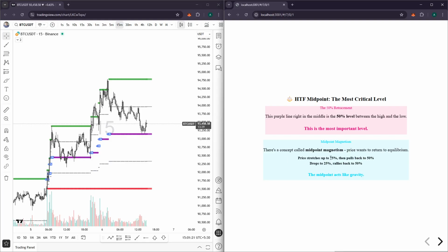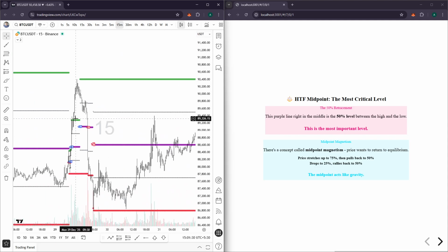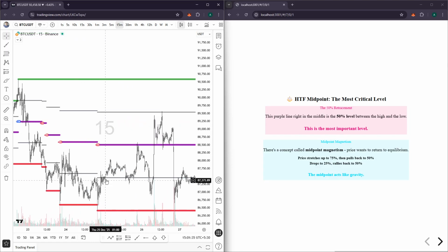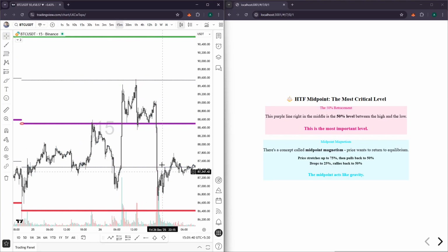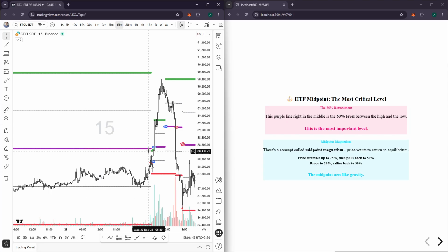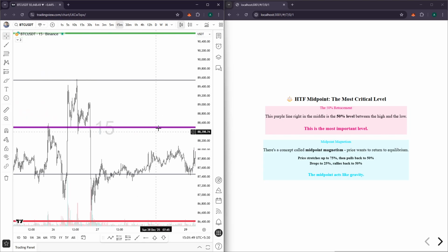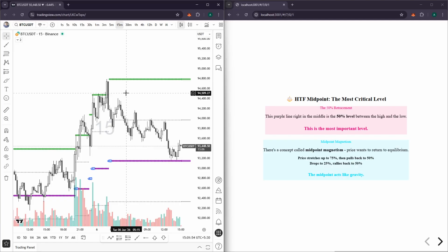Price stretches up to 75% again, and then pulls back to 50%, then drops to 25%, then rallies back to 50%. So what it's talking about is this. You see, when the price stretches up to 75% here, pulls back to 50%, then comes to 25% here, drops to 25, and then rallies back to 50%. So this equilibrium that you see, that's what we're talking about. It acts like gravity.